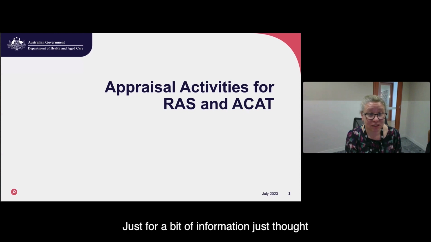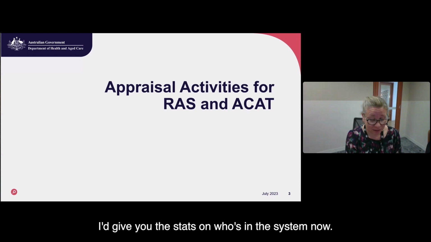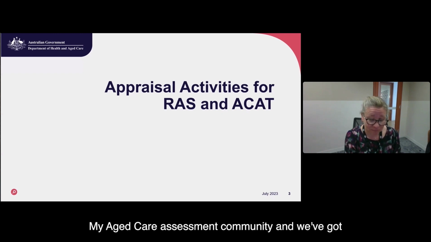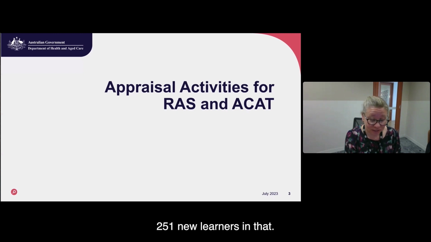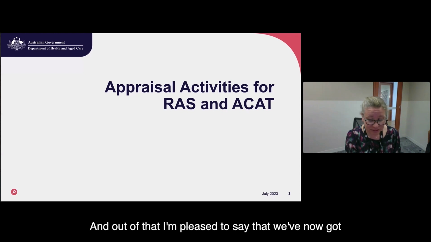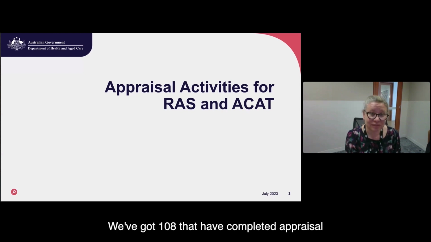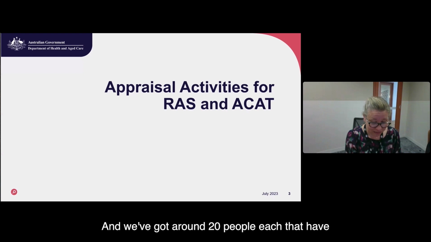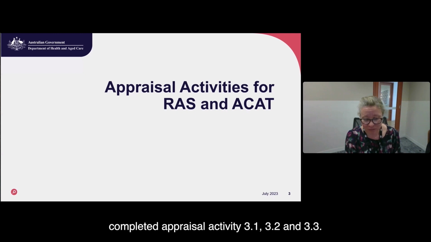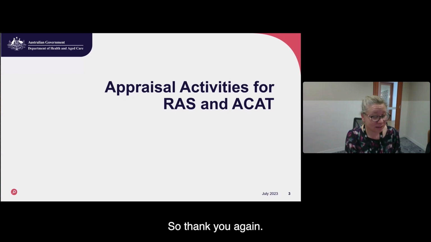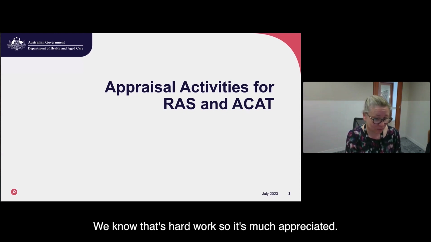Just for a bit of information, I'll give you the stats on who's in the system now. We've now got 816 people registered in the My Aged Care assessment community, and we've got 251 new learners in that. Out of that, I'm pleased to say that we've now got 11 people that have finished appraisal activity 4. We've got 108 that have completed appraisal activity 2, and we've got around 20 people each that have completed appraisal activity 3.1, 3.2 and 3.3. So 26 on 3.1, 22 on 3.2 and 19 on 3.3. So thank you again. We know that's hard work, so it's much appreciated.